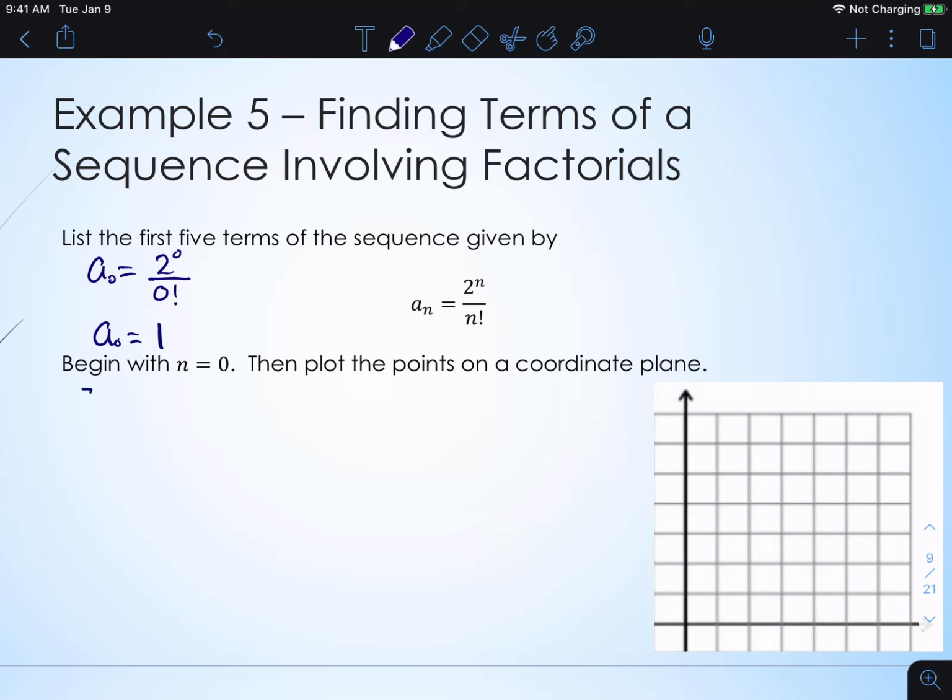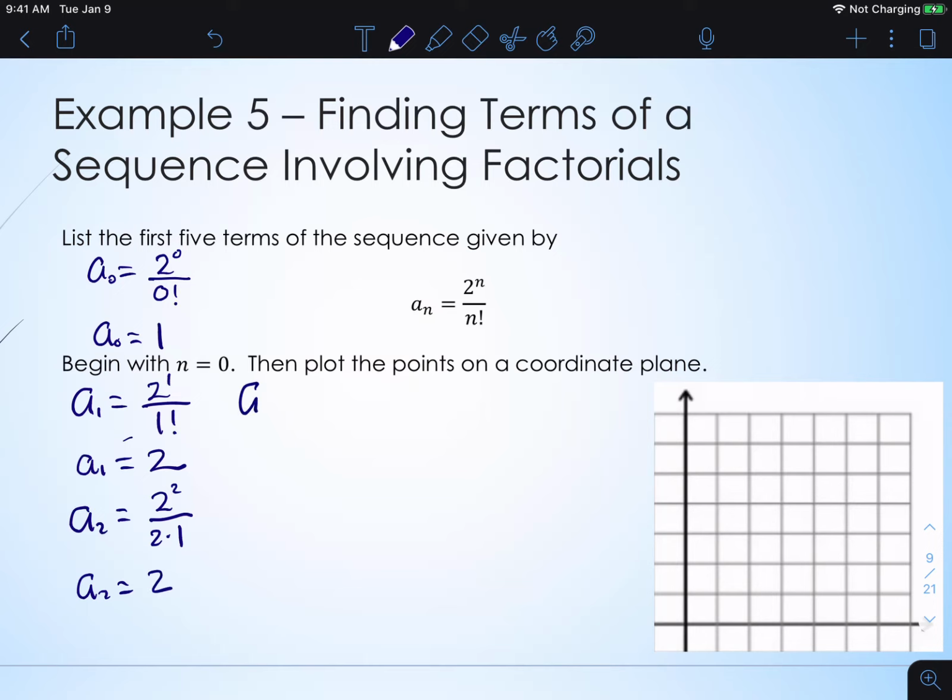Okay, let's try a sub 1. A sub 1 says 2 raised to the 1 power over 1 factorial. Well, 1 factorial is pretty boring, it's just 1. And so 2 to the 1 is 2, so 2 divided by 1 makes a sub 1 equal to 2. A sub 2 is 2 raised to the 2 over 2 times 1. I'm just counting down instead of counting up, but it ends up being the same thing since multiplication is commutative. 2 times 2 is 4, 4 divided by 2 is 2. So a sub 2 is 2.